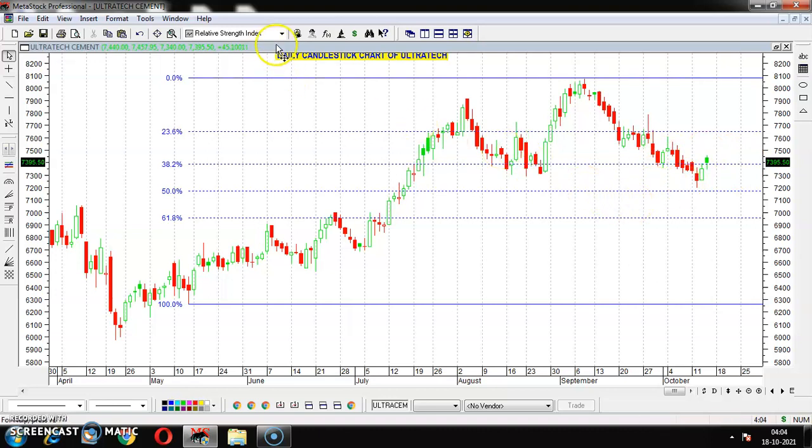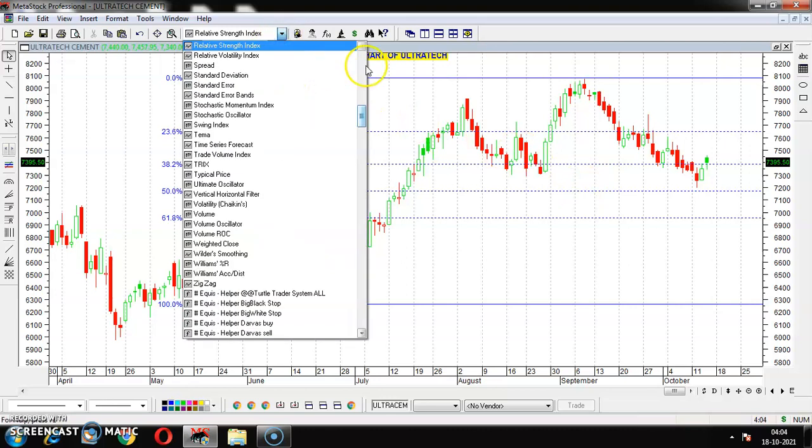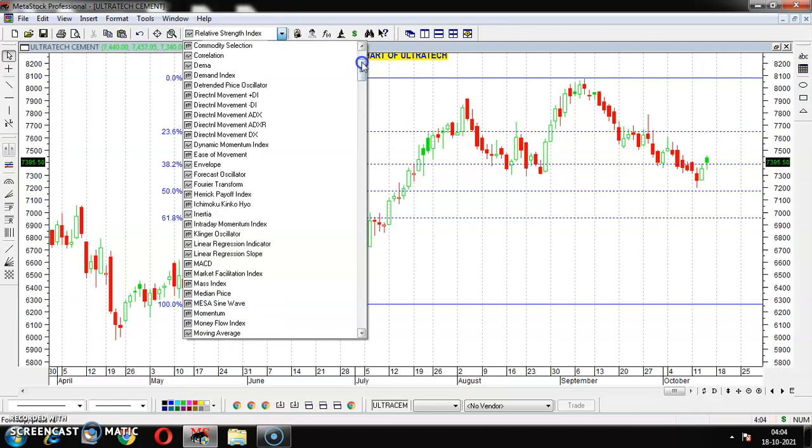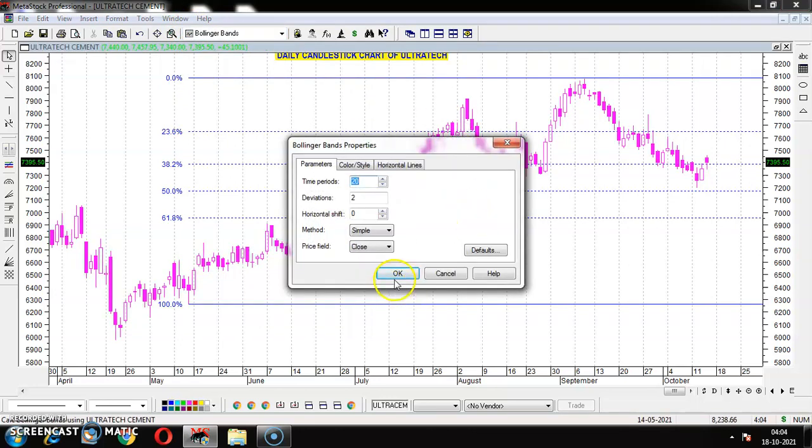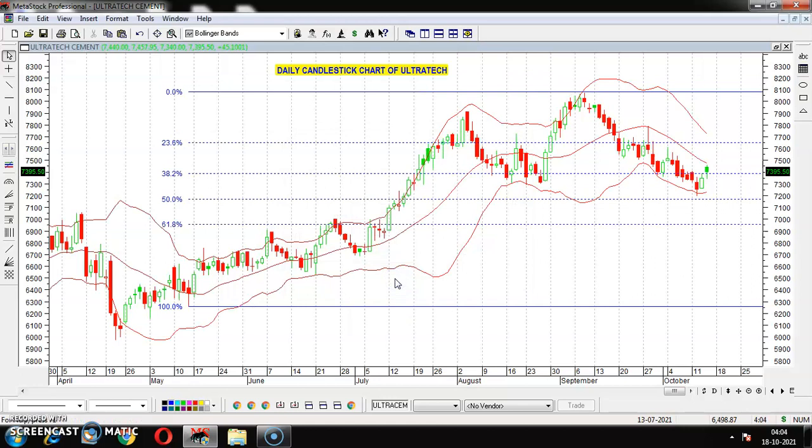But next we have to check with other parameters also. So I would like to plot the Bollinger Bands and see what the Bollinger Band says about this script. Now I am plotting the Bollinger Bands over here. Regarding Bollinger Bands, I have already explained what a Bollinger Band is, but once again I'm telling you in short.